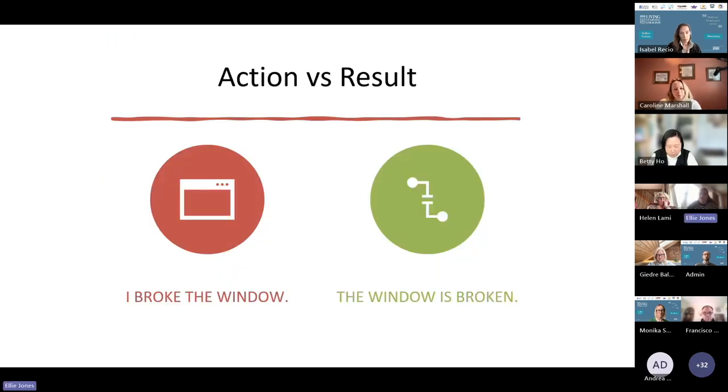So, just to emphasize, it's the result rather than the action. That's why we sometimes call them evidence participles. So, going back to our first pair of sentences, we are focused on the window is broken. Not who broke the window, but what has happened to the window.